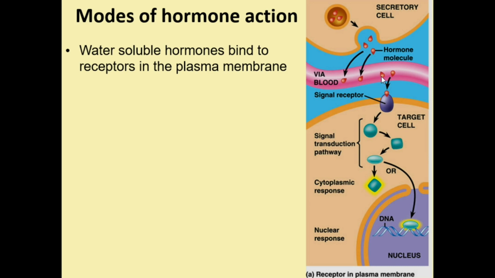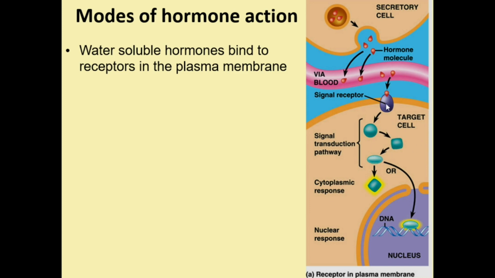And then those hormones get transported all the way around the body. But here we have a target cell, and you can see that the receptor protein is embedded within the plasma membrane. The hormone will bind to that receptor, and then that will trigger signal transduction. So you can see here, signal transduction pathway, moving and changing the shape and positioning of specific molecules. And in this instance, we're getting a cytoplasmic response. So this might be something like switching on a particular enzyme, for instance.